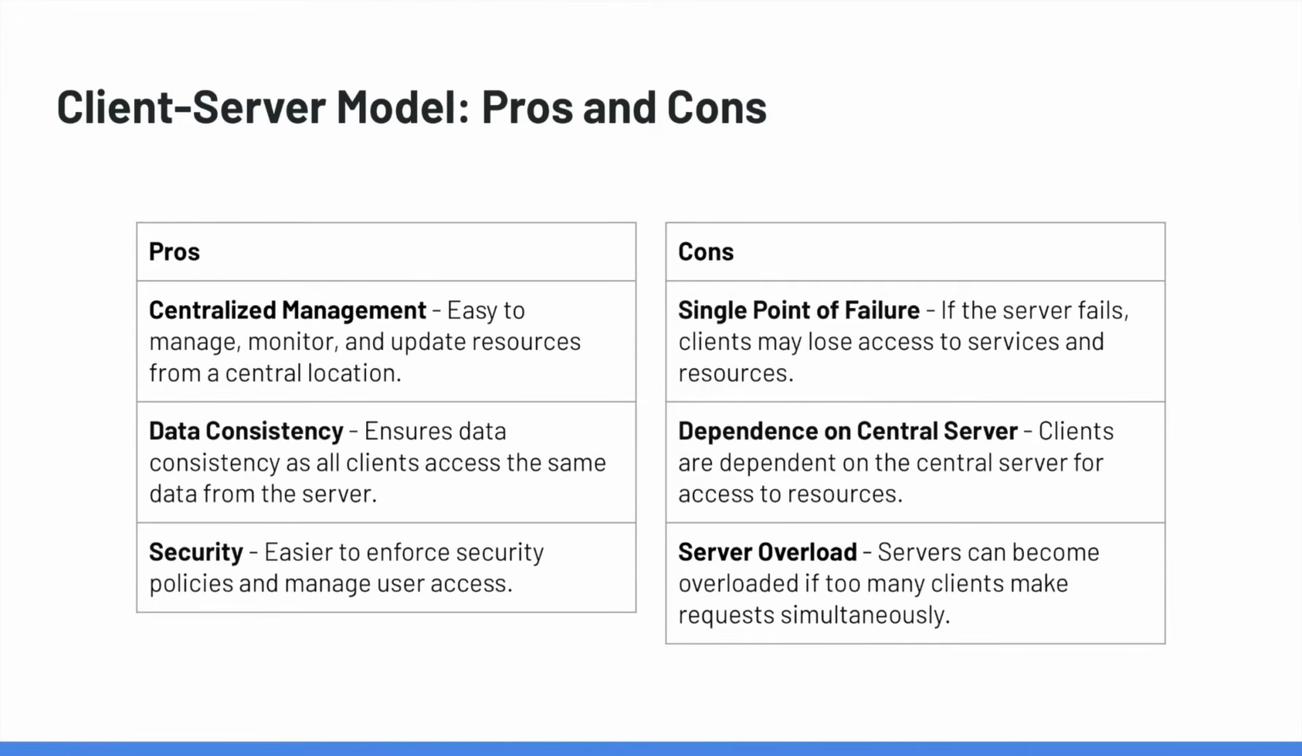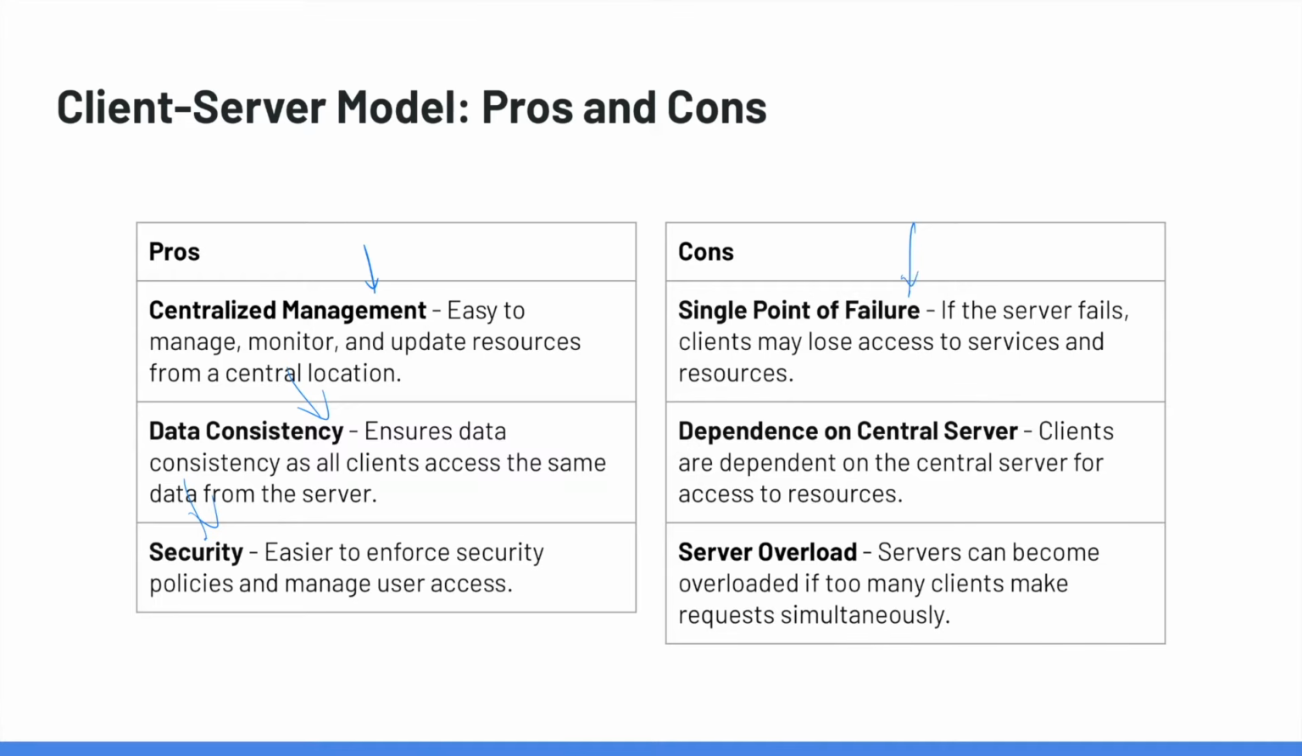Now, as with all models or all paradigms, there are some pros and cons to the client-server model. So some of the pros are centralized management. You just need to really manage that server that holds all the data or resources that we're trying to access. Data consistency. This means that all clients can access the same data from the server. So different clients aren't going to see different data. Everyone has access to the same data. And security. We really just need to be able to enforce security policies and manage user access to one centralized server, which makes it more secure. We don't really care about the clients that much as long as that server is secure.